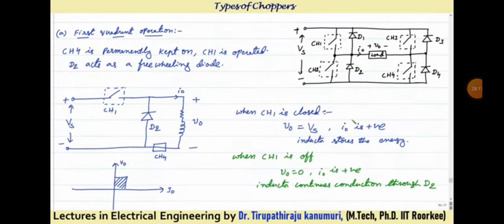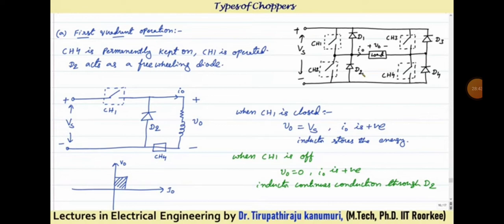So first one is the first quadrant operation. To operate in the first quadrant, CH1 should be operated. That means it will turn on and turn off. But here, CH4 is permanently closed. Here CH4 is permanently kept on. Which switch is varying now, turning on and turning off? Only CH1. CH1 is operated, and here the D2 will act as a freewheeling diode.